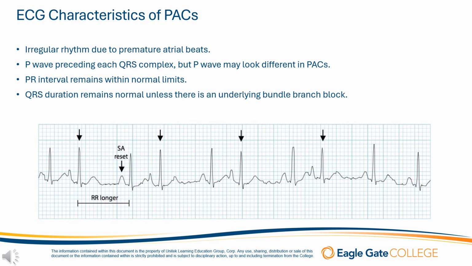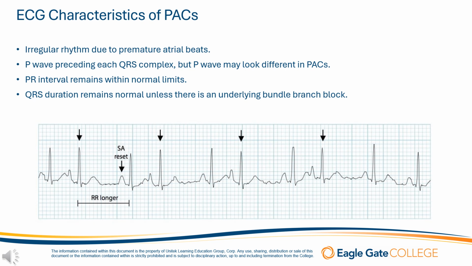Normally, each QRS complex is preceded by a P wave, indicating that the atrial contraction leads to ventricular contraction. In PACs, the P wave is still present before the QRS complex, but it may look different. This is because the premature beat originates from an abnormal ectopic focus in the atria rather than the SA node. The P wave may be taller, shorter, or have a different shape altogether compared to the P waves that originate from the SA node. This difference helps in identifying PACs on the ECG.